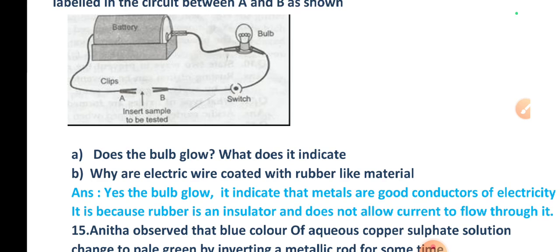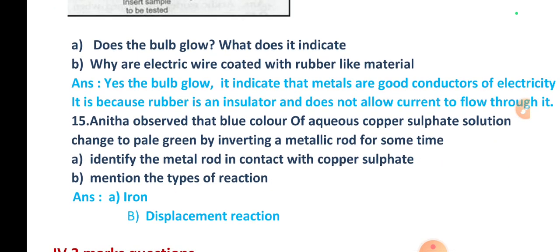Next one. Why are electric wires coated with rubber-like material? Because rubber is an insulator. It does not allow current to flow through it. If we touch that wire, nothing shocks and electric mishaps will not occur. That's why electric wires are coated with plastic or rubber to avoid harmful things and to avoid wastage of electric current.